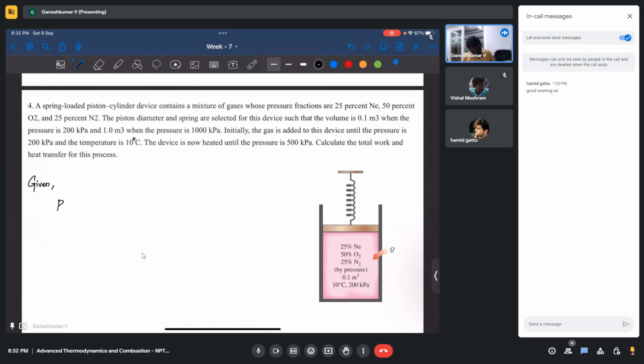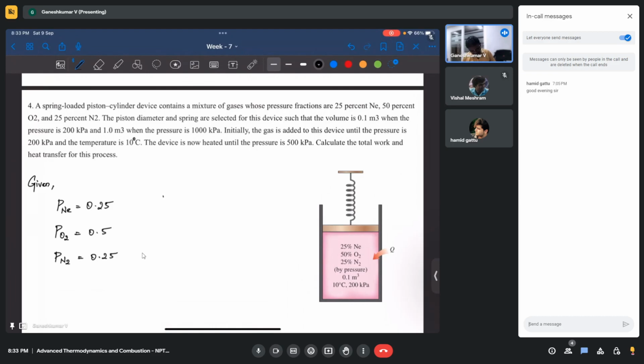So here, let's say if you write, for Ne it is 0.25, for O2 it is 0.5, and for N2 it is nothing but 0.25. These are pressure fractions. Okay.